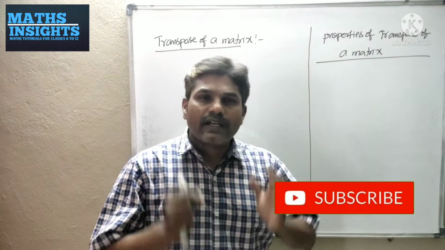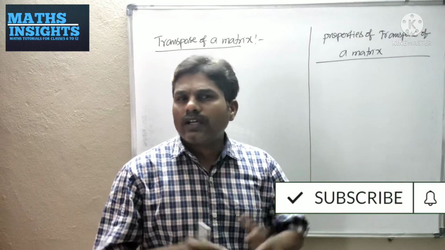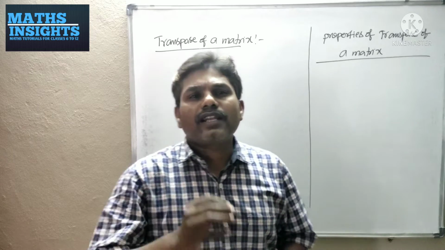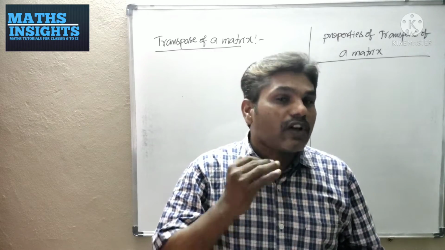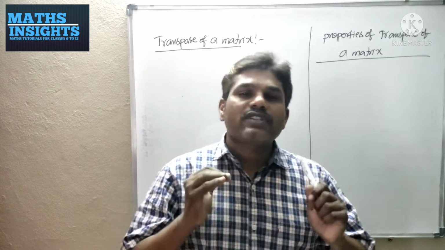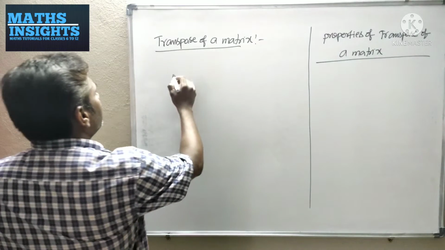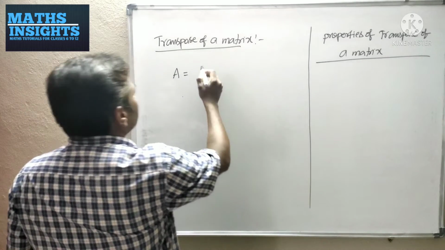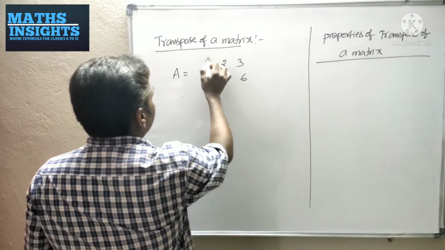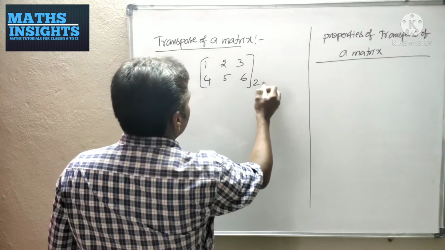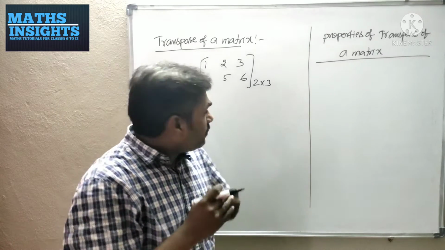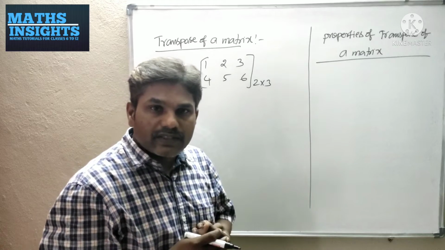If you take any matrix, it may be square or otherwise, whatever it may be, then if you interchange the rows as columns and columns as rows, then the resultant matrix is called the transpose of the original matrix. I am taking a matrix A. If you take these as 1, 2, 3, 4, 5, 6, this is a matrix of order 2 by 3. 2 rows are there, 3 columns are there. I want to find transpose for this matrix.